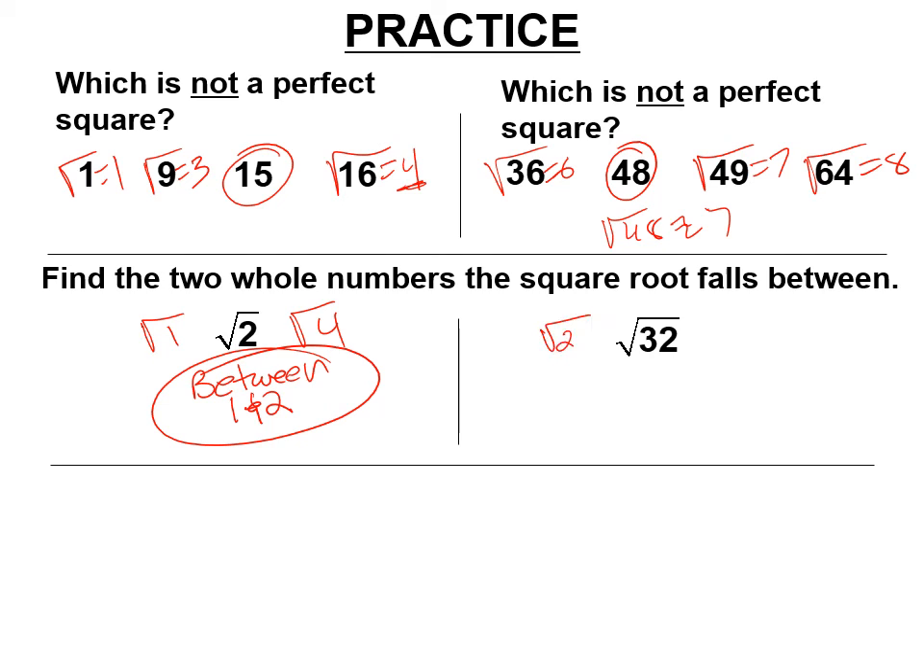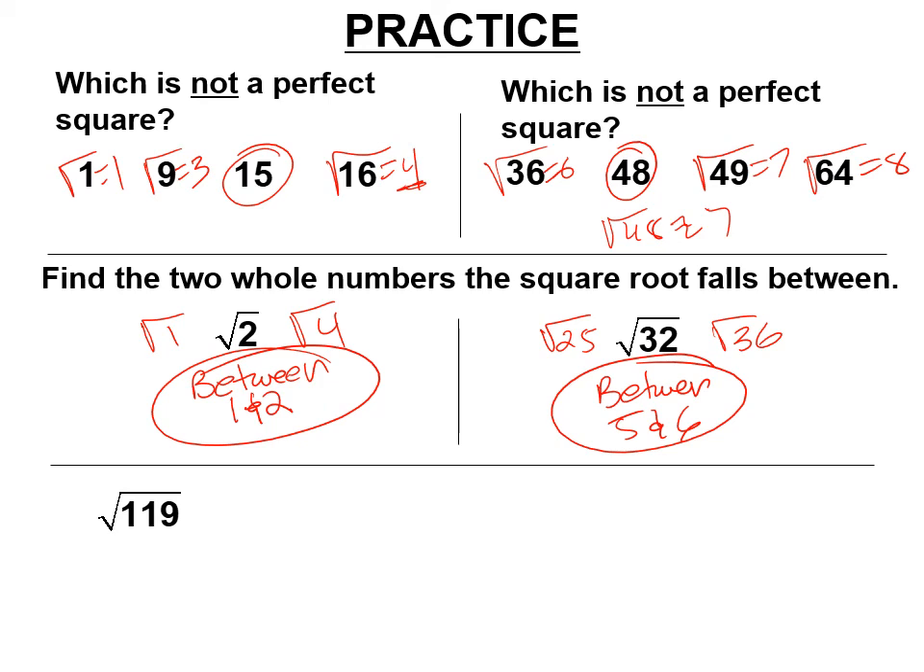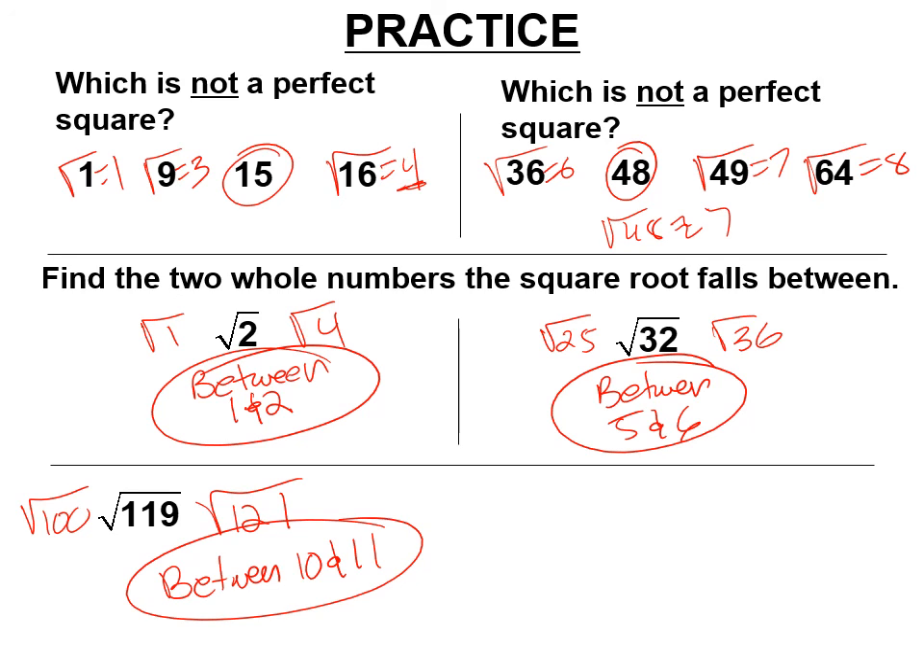All right, so this is between the square root of 25 and the square root of 26, so it's between 5 and 6 on a number line. This is between, well, 121 is right above it. Oh, 100 is below it. So this is between 10 and 11 on a number line. And notice it's almost 11, 10.9 approximately.